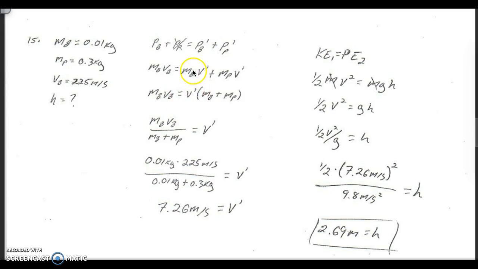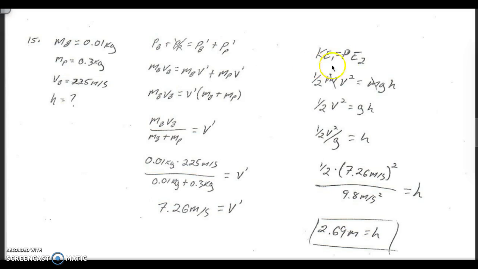I factor it out because it's in both terms here, and then I can divide by the masses added up, which is why they end up over here in the denominator in this step. So on the left side, I have mass of bullet times velocity of the bullet. I just divided by the two masses added together in the bottom, and that's going to give me my v prime. Mass of the bullet is 0.01 kilograms. Velocity of the bullet is 225 meters per second. The two masses added together, here they are, 0.01 kilograms plus 0.3 kilograms. And I get a velocity of the pendulum after the bullet hits it of 7.26 meters per second.